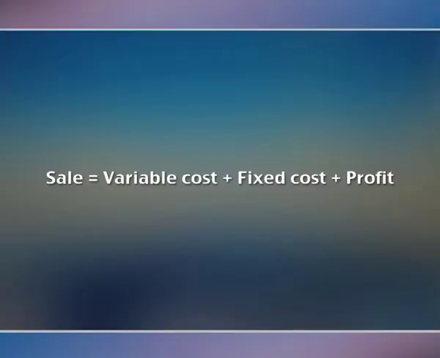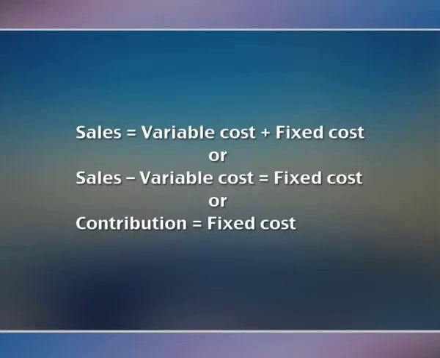The equation can be stated as follows. Sales is equal to variable cost plus fixed cost plus profit. Since at the break-even point, profit is absent, the same equation for this purpose can be rewritten as follows. Sales is equal to variable cost plus fixed cost, or sales minus variable cost is equal to fixed cost, or contribution is equal to fixed cost.